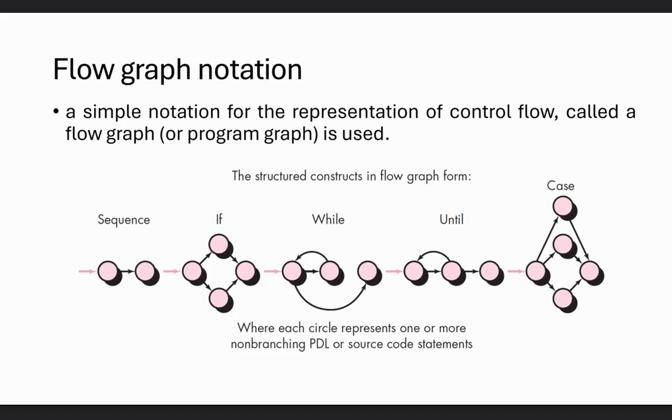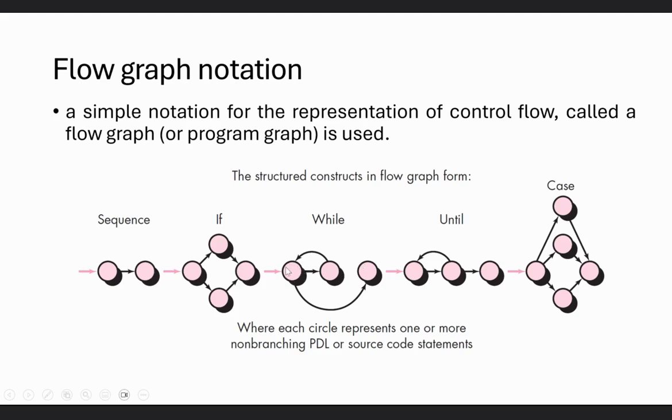The flow graph notation is a simple notation used for the representation of the flow of your procedure, which is also called a flow graph or program graph. Here are some of the structured constructs for the flow graph. If your program is in sequential form, it is represented in this way. If your program uses an if condition, this node represents your condition, and if it is satisfied, it executes this node, and if it is false, it executes this node, and after the statement, it will execute the next statement. These nodes represent the procedural description language, that is, source code statements.